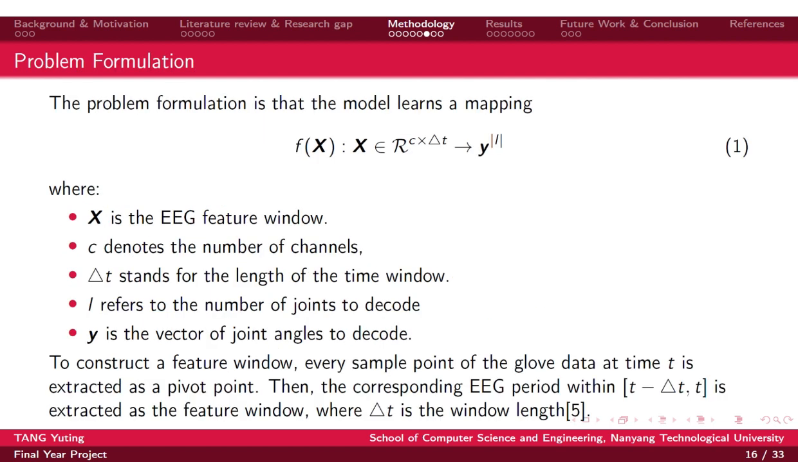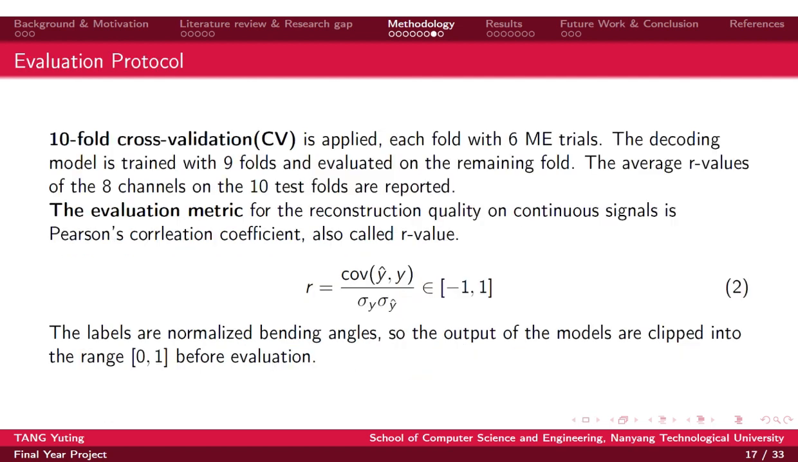The problem formulation is elaborated in Equation 1. Specifically, the model learns a mapping from EEG feature window to a multi-channel vector of joints. To construct a feature window, every sample point of the glove data at time t is extracted as a pivot point. Then the corresponding EEG period within t minus delta t to t is extracted as the feature window, where delta t is the window length.